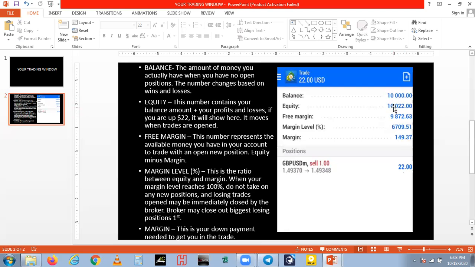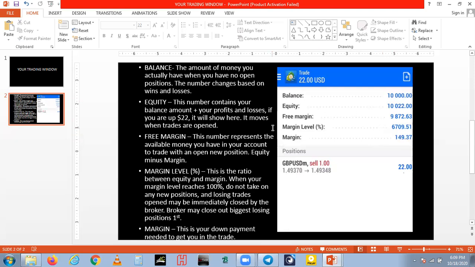So that would be 9,880 something. I mean 9,800, you should know the calculation, I don't really know that much. So that's 10,000 minus $22. That's what your equity is going to read.